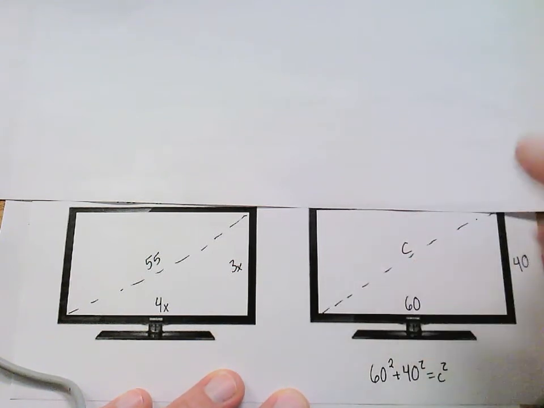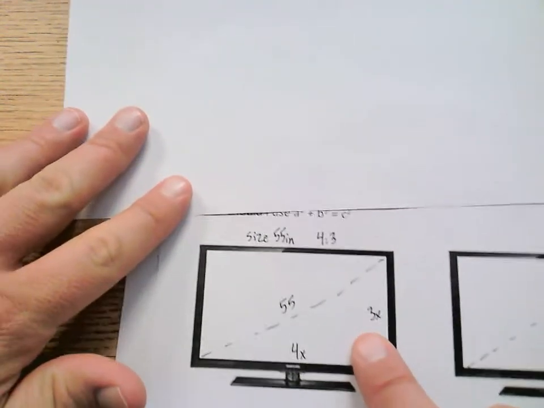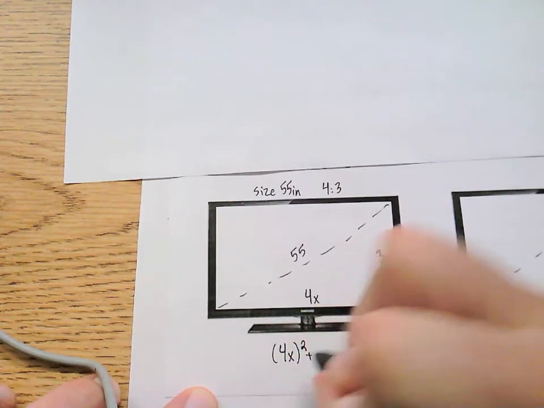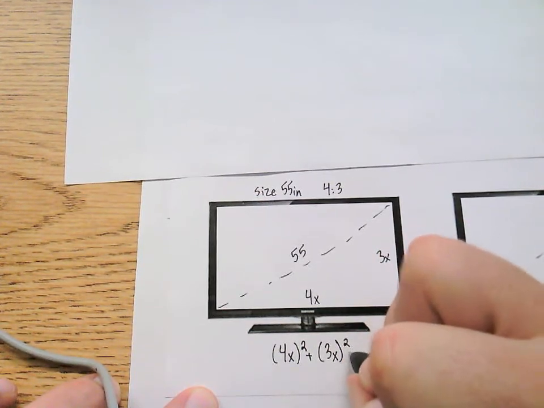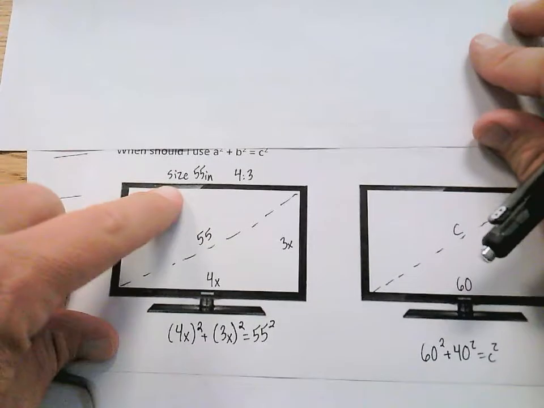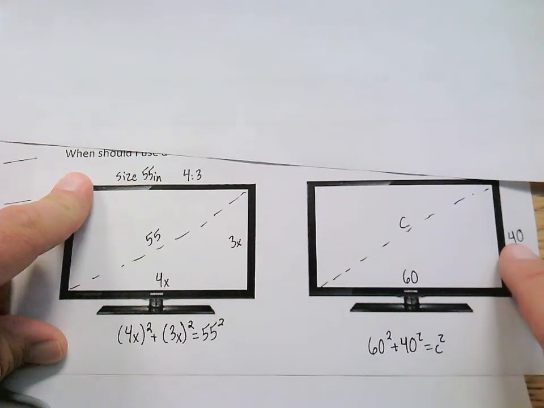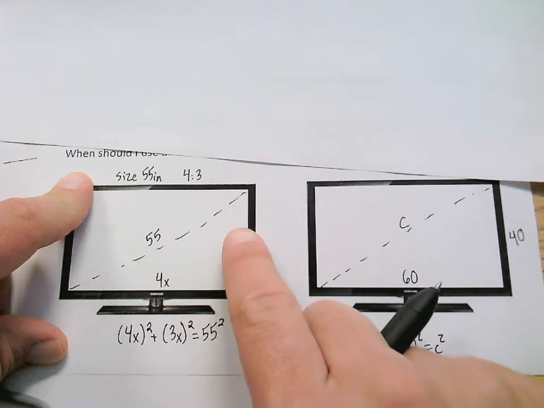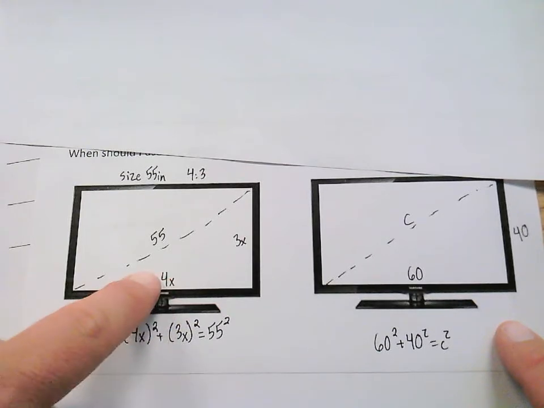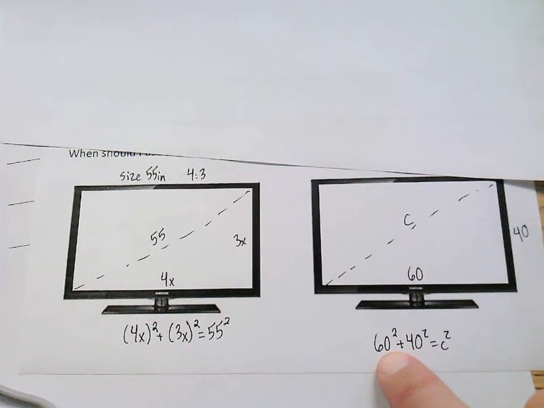Now here, I don't know what my width is. I don't know what my height is. All I know is that it's 4x and 3x because I was only given my aspect ratio. So now it would be (4x) squared plus (3x) squared is equal to 55 squared. So know the difference on when you will do this. This is when you're given the aspect ratio. This is when you actually know what the width and what the height is. Remember, that's going to have an x attached to it because I don't know what the actual width is. Here I know that's 60. Notice there's no x. So keep all that straight.